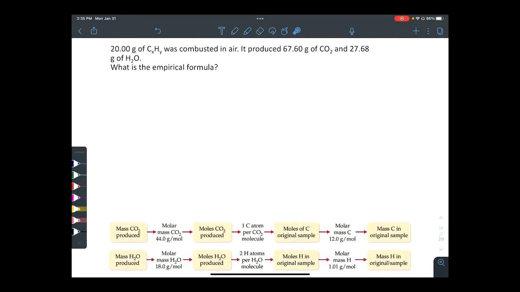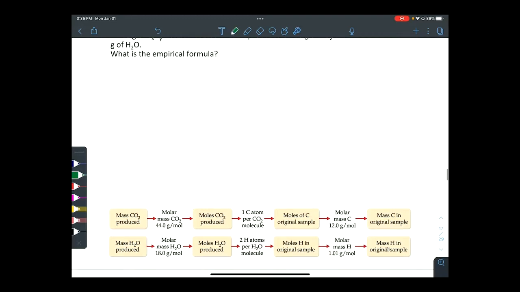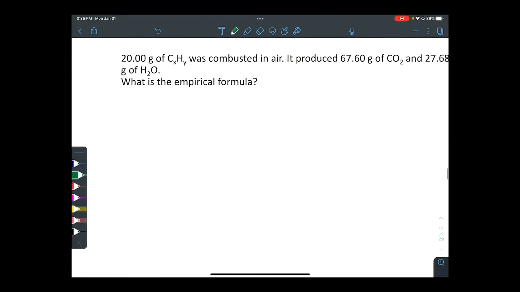All right, I think I just want to do an example. So we have a carbon and hydrogen sample. We combust it in air. It makes this much CO2, this much water. So this is my strategy here. Remember, the goal is to get: how many moles of carbon are there? How many moles of hydrogen are there? Just like other empirical formulas.